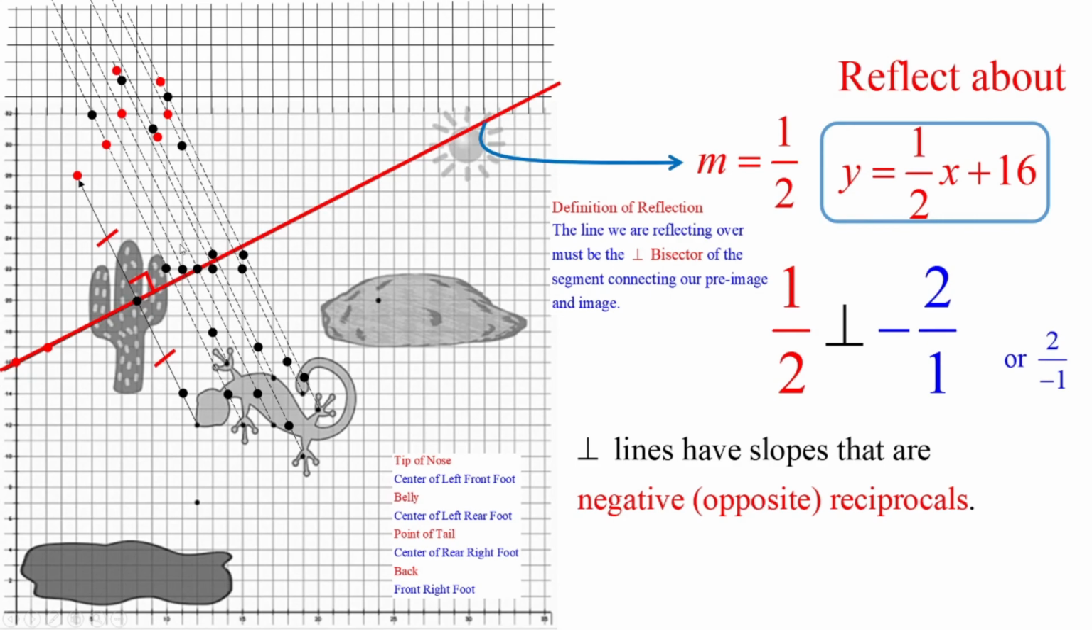So let's do it again. Up 2 over 1. There's once. There's twice. And there's 3 times right there. Now, let's get our image. This was slightly long there. So that means our image is going to be about right in here somewhere. Yep, right there. And we have now reflected all of our original points on our leaping lizard over the line y equals 1/2 x plus 16 to get these images over here.